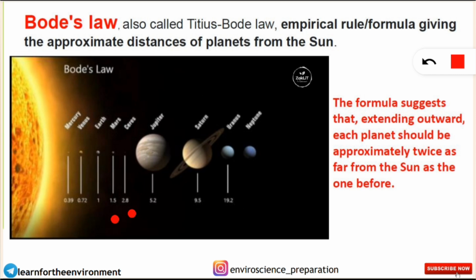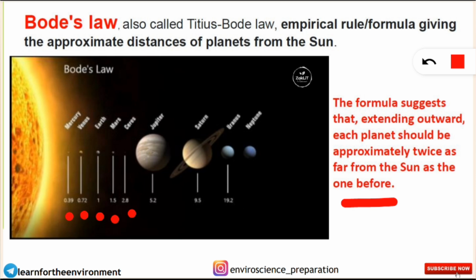Similarly, from Mercury to Venus, 0.39 to 0.72, almost double. From Venus to Earth, if you consider 0.72 as close to 0.5, it is almost double. So from the Sun to Earth is 1 and from the Sun to Venus is 0.72. So what does it suggest? Extending outward, each planet should be approximately twice as far from the Sun as the one before. I hope you have understood.